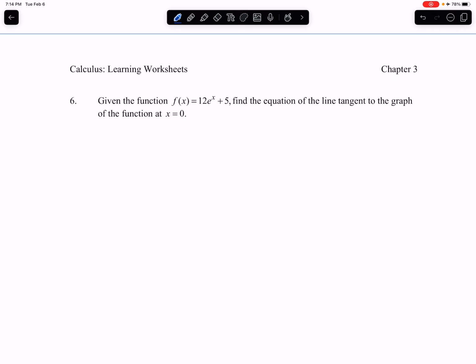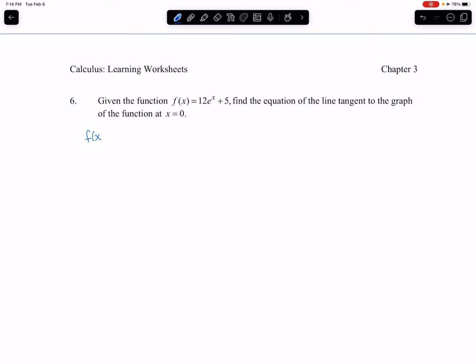Given the function f of x equals 12 e to the x plus 5, find the equation of the line tangent to the graph of the function at x equals 0. So we're looking for a tangent line. We want a line that hits this x equals 0. We're going to need a slope and an intercept, or a slope and a point, in order to do so. So let's find our first derivative, because our derivative is our equation of slopes.